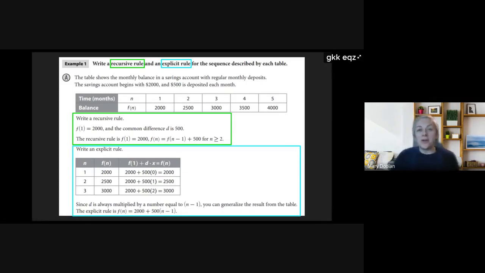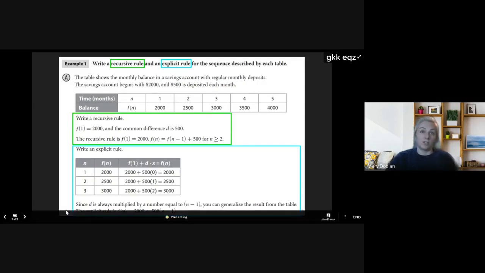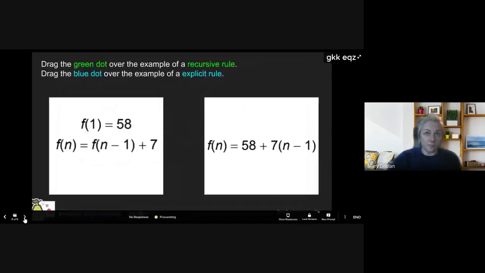If I want to know at 100 months down the line how much money is in the account, what I could do is f of 100 is equal to 2,000 plus 500 times n minus 1, 99, 500 multiplied by 99 plus the $2,000 that you started with. Okay, so this rule helps you figure out things way far in the future. And both of these would work. Okay, it's just they're two different ways.